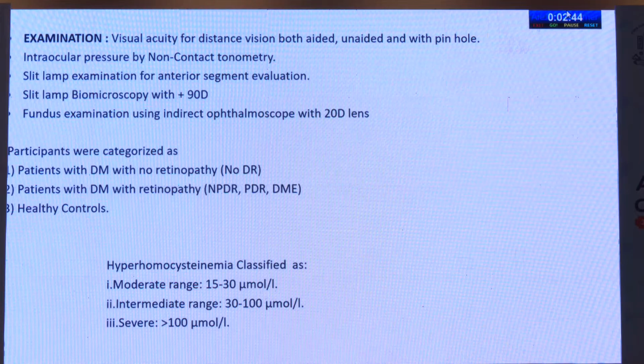The participants were categorized as patients with diabetes mellitus with no retinopathy, that is, non-diabetic retinopathy fundus. The second were patients with diabetes mellitus with retinopathy fundus, that is, having NPDR, PDR, or diabetic macular edema and CSME, and the third were healthy controls. Hyperhomocysteinemia is classified as moderate range 15 to 30, intermediate 30 to 100, and severe more than 100, normal being 5 to 15.